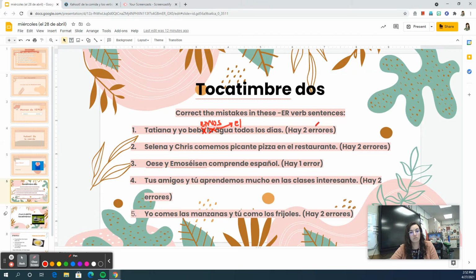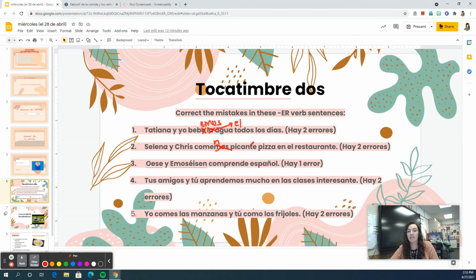Número 2. Selena y Chris comemos picante pizza en el restaurante. Error número 1 is comen, sorry. It's Selena y Chris. That is the ellos form, so it's Selena y Chris comen.